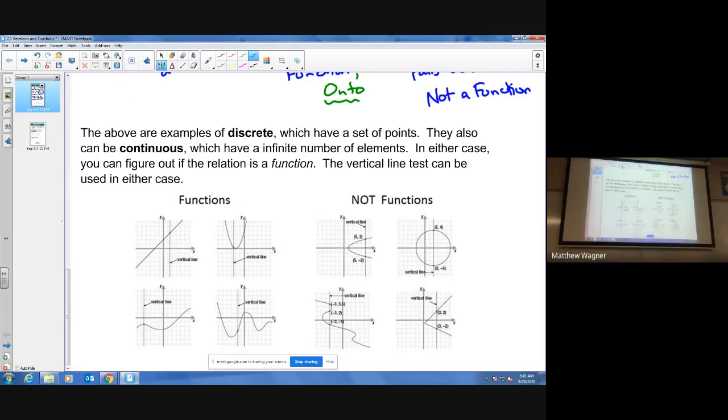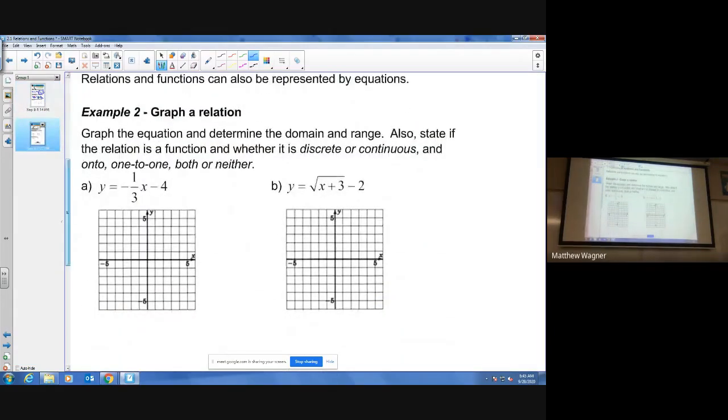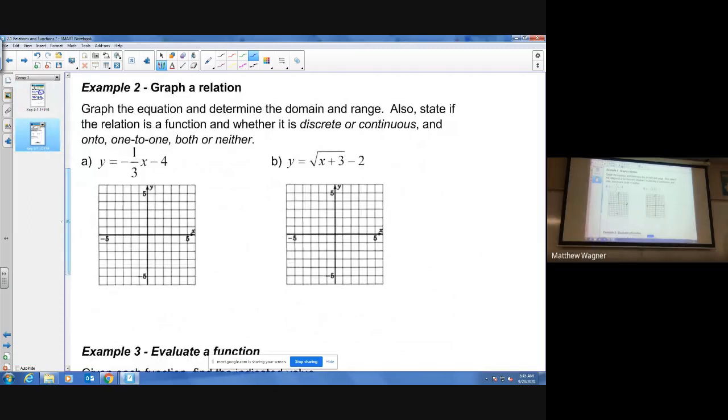So on the left, you'll see 4 functions. They all pass the vertical line test. They are all continuous functions. On the right, you'll see 4 examples of relations. They have an infinite amount of points. However, they are not functions because each one of those fails the vertical line test in some fashion or another. As we continue on, looking at functions and relations, we're going to graph and evaluate some.